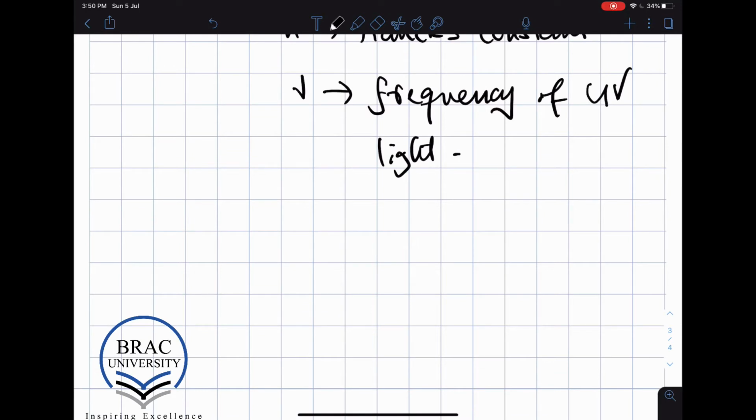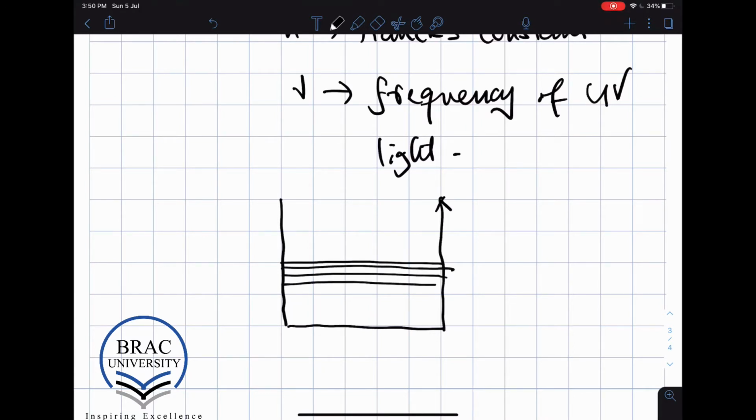So let's look at our metal. We can think of the metal as some kind of a potential well, and it has a certain depth, and the electrons in the potential well have different kinds of energies. Some have more negative energies than others.